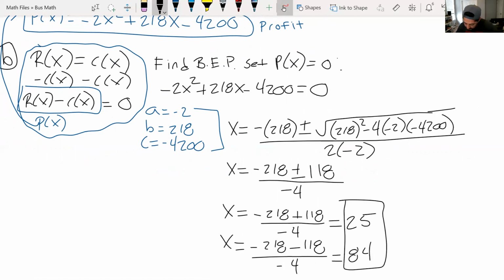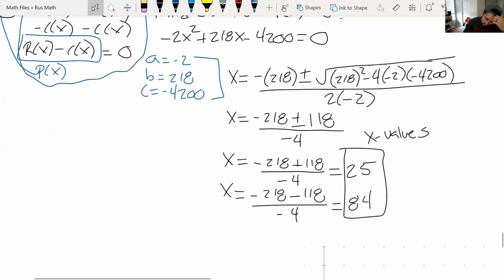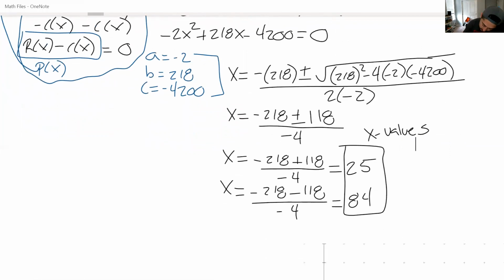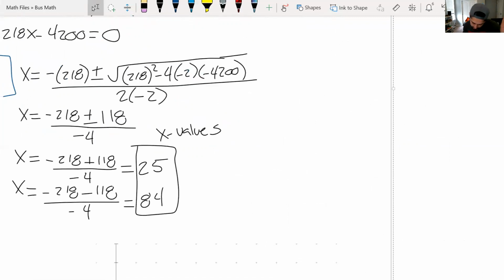And remember, these are just X values. You still need to find the Y values. Okay. So I'll do that over here. Let me draw a little arrow. Find Y values. Or do I have space over here? Yeah, I got a little space over here. Okay.